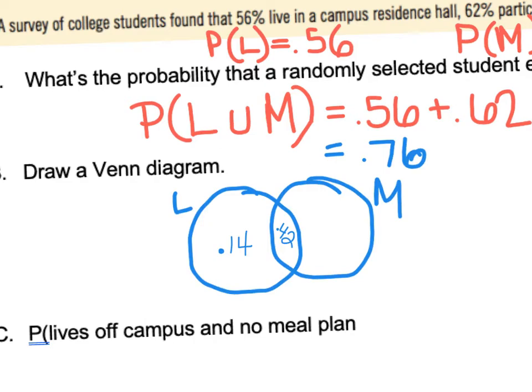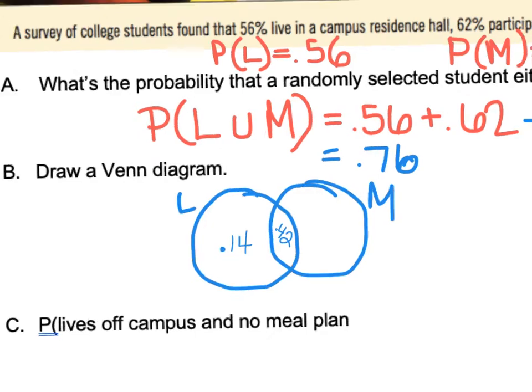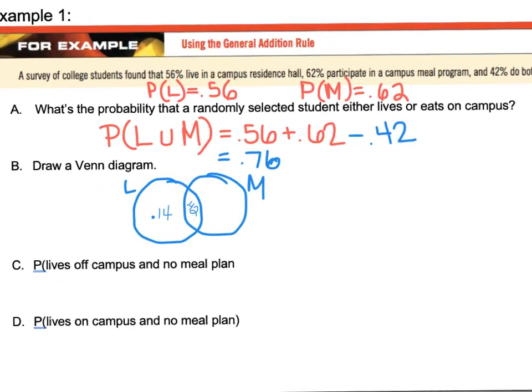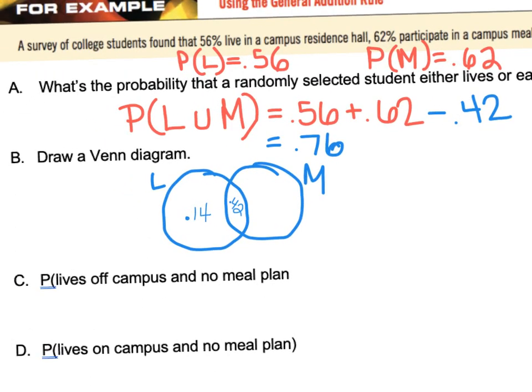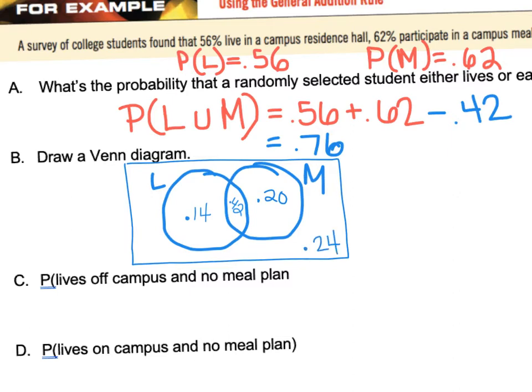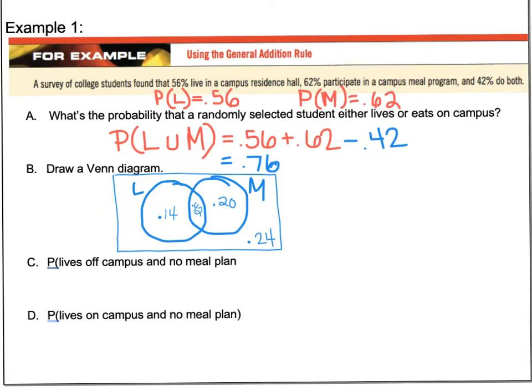Meal plan was, got to zoom back out here, 0.62. So that's going to mean that there are 0.2 here in this area. And then what about do neither? Well, this has got to total to 1. So that means I would have 0.24 remaining. Now whatever probability questions are asked become pretty easy.